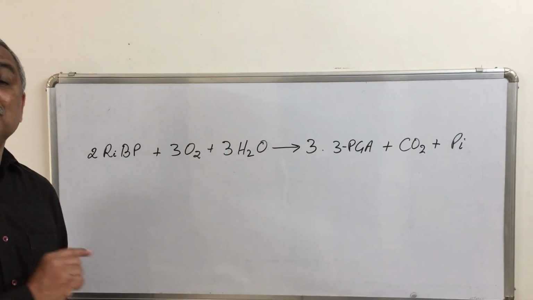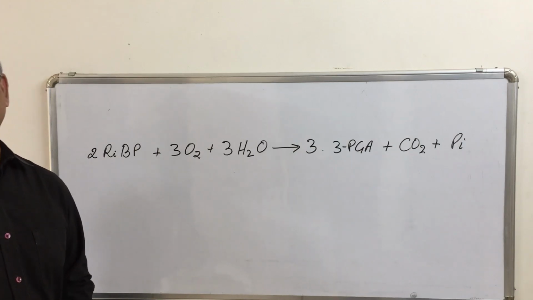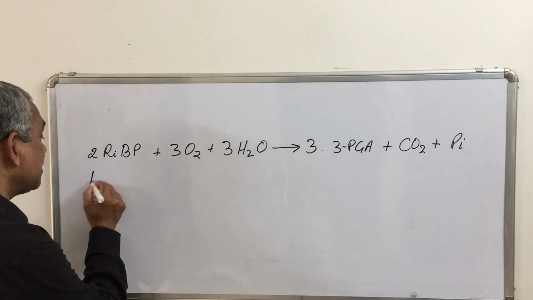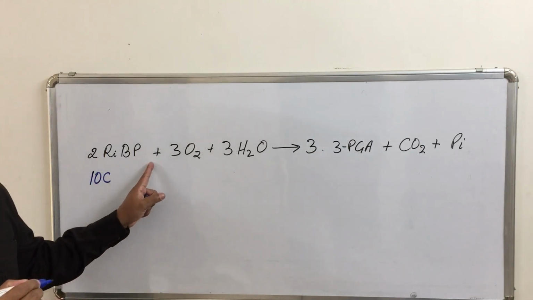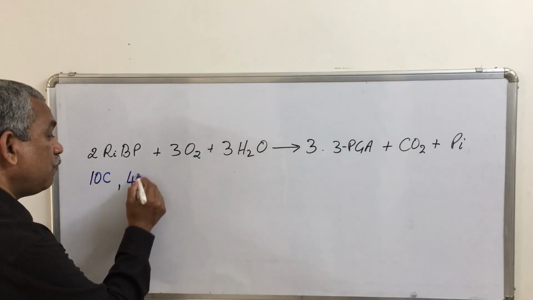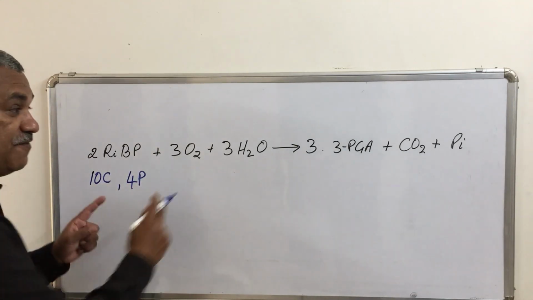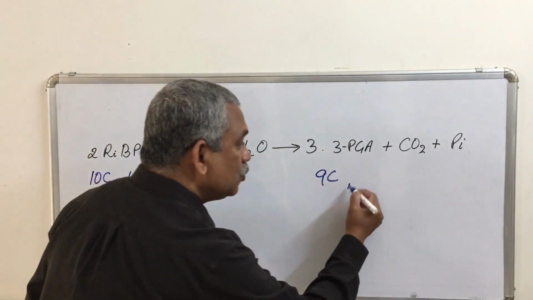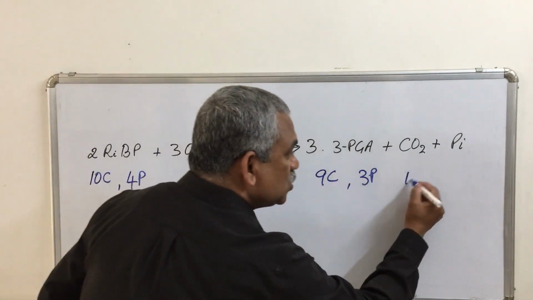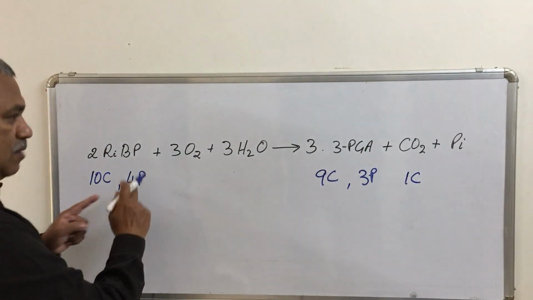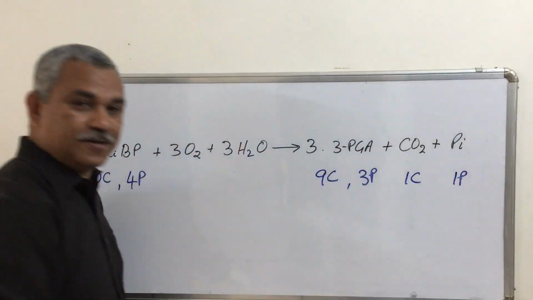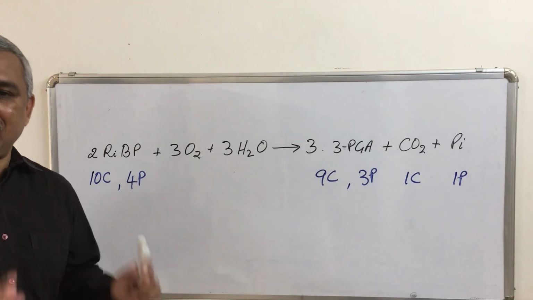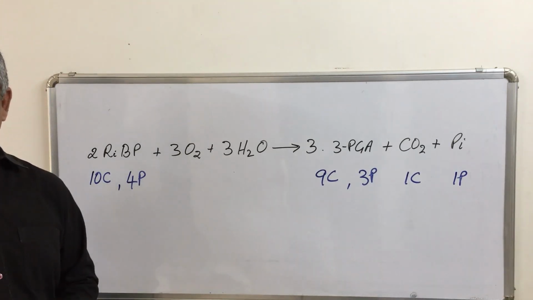This is the overall stoichiometry of C2 photosynthesis. Here there are totally 10 carbon atoms, and it is ribulose bisphosphate. So there are 4 phosphate groups, giving rise to 3 times 3, 9 carbon atoms, and 3 phosphate groups, and this is 1 carbon atom, and we need 1 more phosphate, and this is 1 phosphate. So the overall equation is balanced in the stoichiometry.